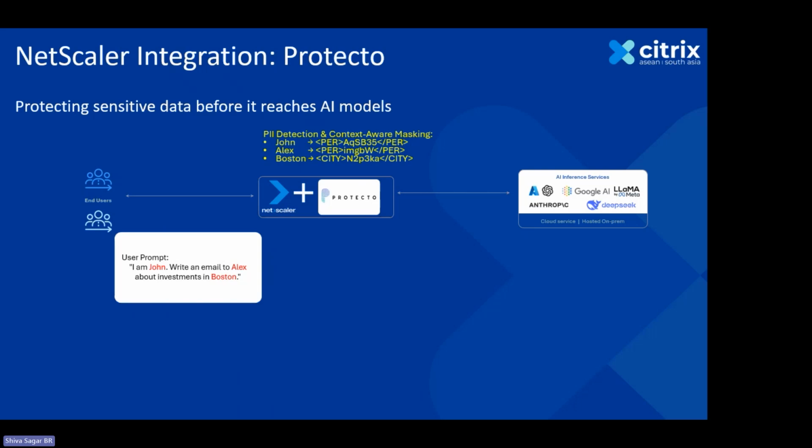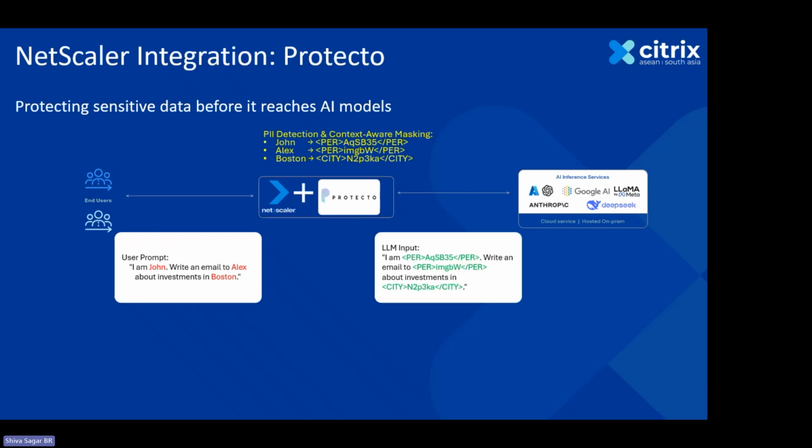Now, on the response side, let's say we send the request to the LLM containing these particular identifiers, right? So it does not contain the actual PII info. When the response comes back from the LLM, we convert these identifiers back to the original data, which we saw in the initial prompt, so that the end user sees no difference, right?